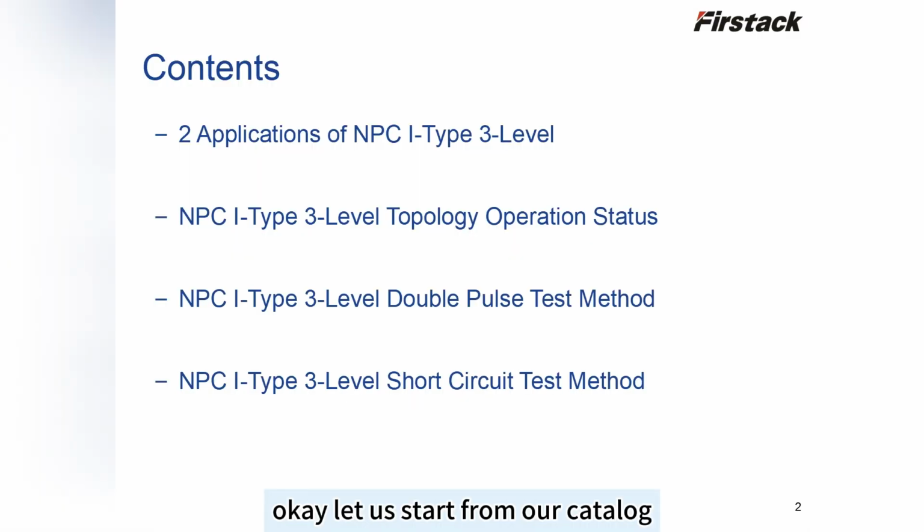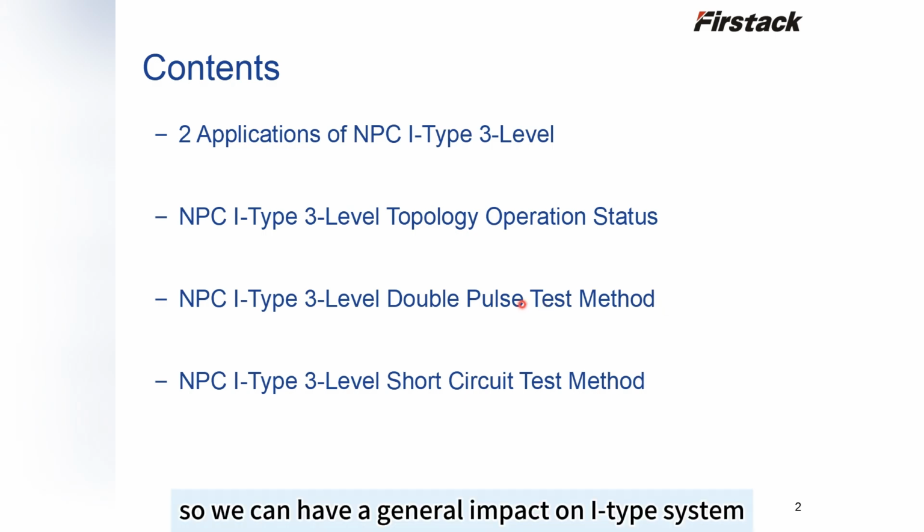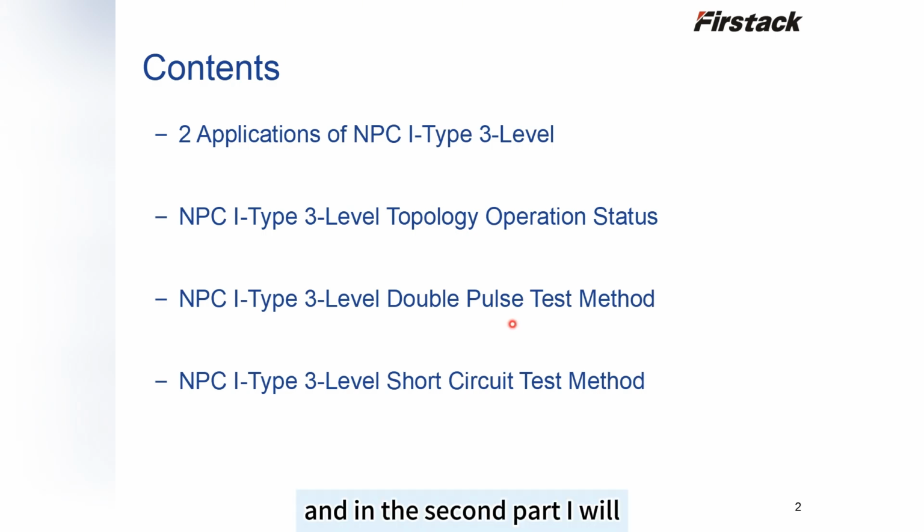Okay, let us start from our catalog. Today we also have these 4 chapters. The lecture is divided into 2 parts. At the beginning, I will go through the first 2 chapters, the applications and the operation status, so we can have a general impression of the I-type system. And in the second part, I will introduce how to process the double pulse test and the SC test.